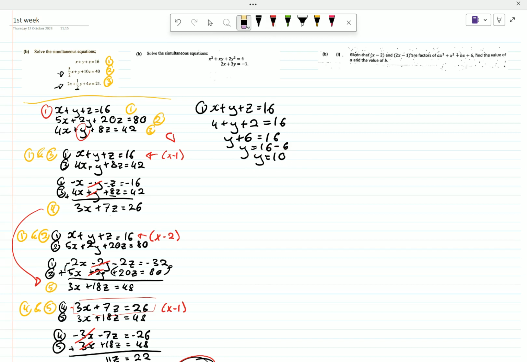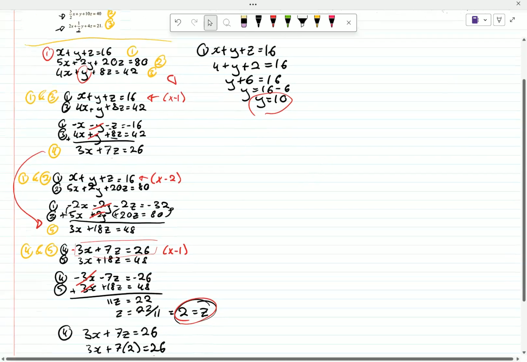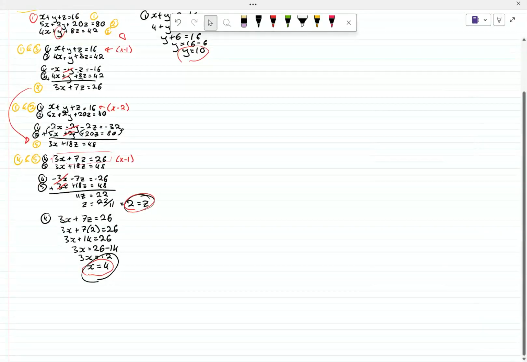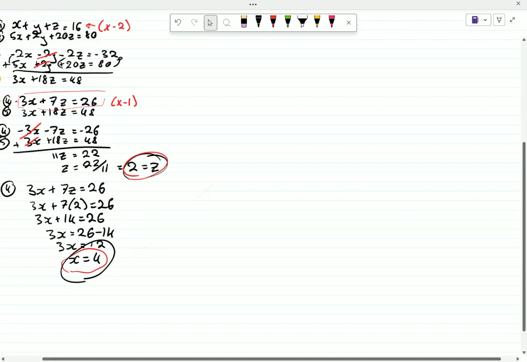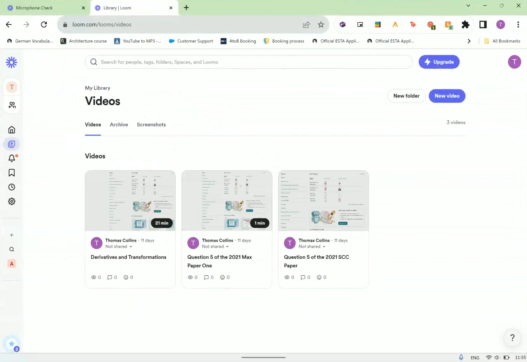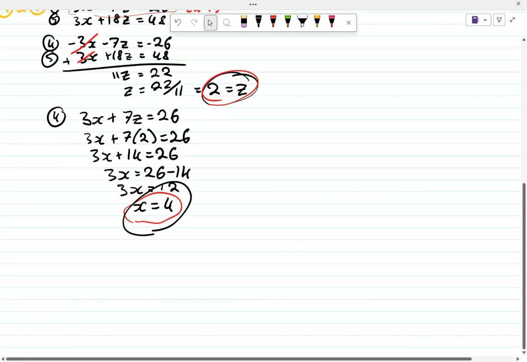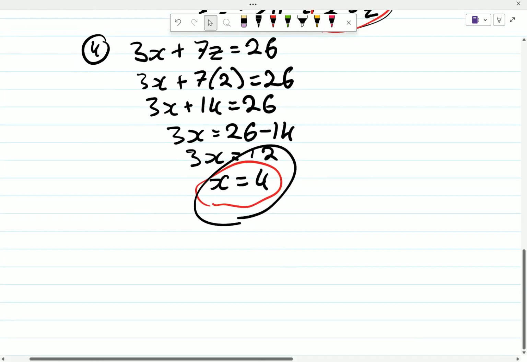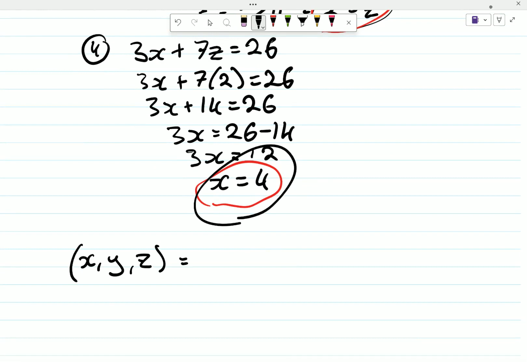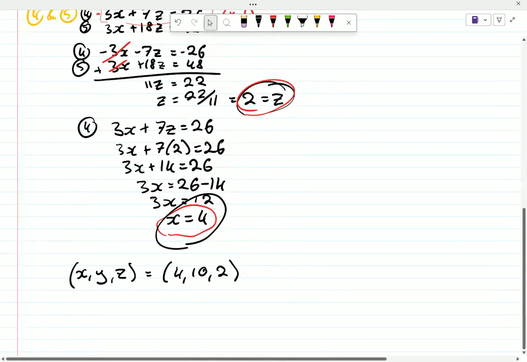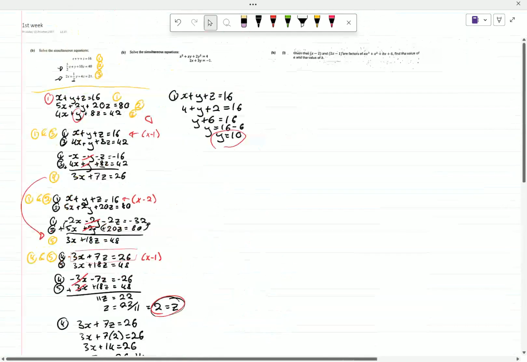Again, it kind of looks like we're finished. We're not finished. We need to, at the very end, sometimes they give marks for this, sometimes they don't. But just write out all 3 points. So x, y, z is equal to 4, 10, and 2. And now that's your final answer. So that is the first question we did done.